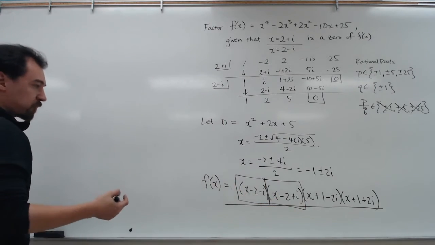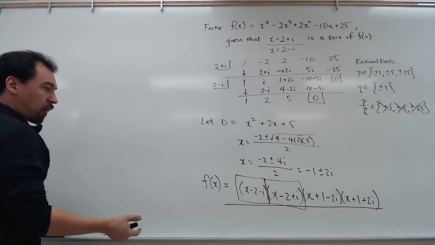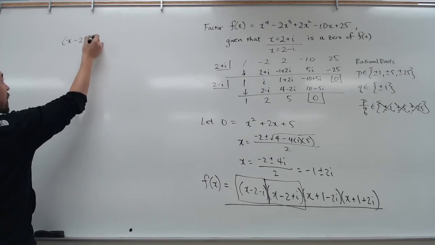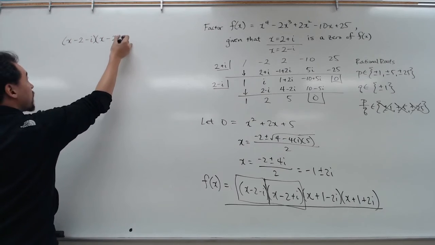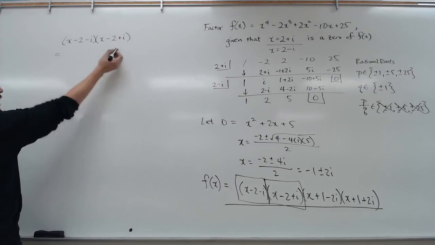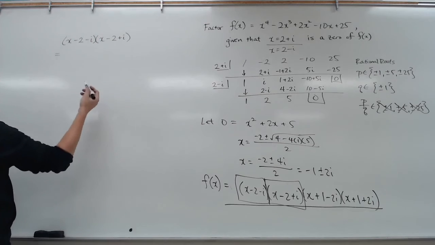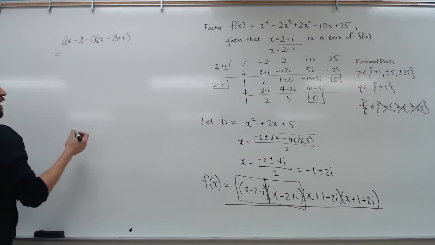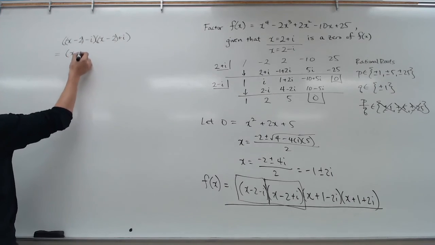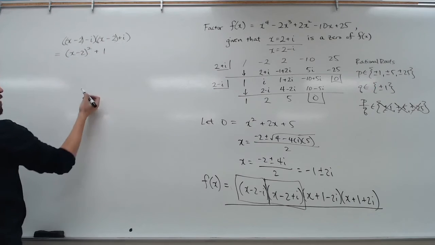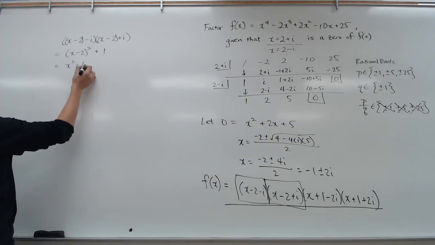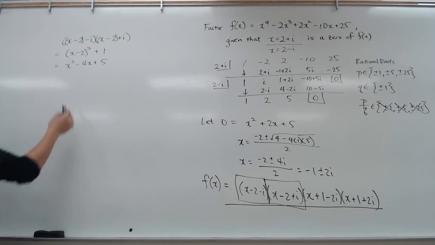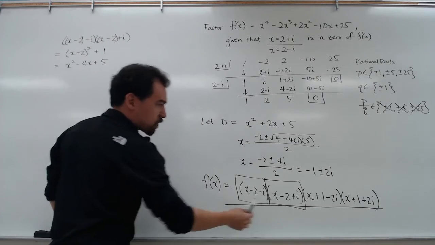So what if we were to take these two factors, which we know are factors of f, and multiply them together? So what if I took x minus 2 minus i multiplied by x minus 2 plus i? Well, I can distribute this in sort of the basic way. Or I can think of this as x minus 2 minus i and x minus 2 plus i. So that's a difference of squares. This becomes x minus 2 squared minus i squared, which is just plus 1. So I can write this as x squared minus 4x plus 5, because that's going to give me a 4 plus 1 is 5. Okay, so evidently this is the same thing as those two put together.